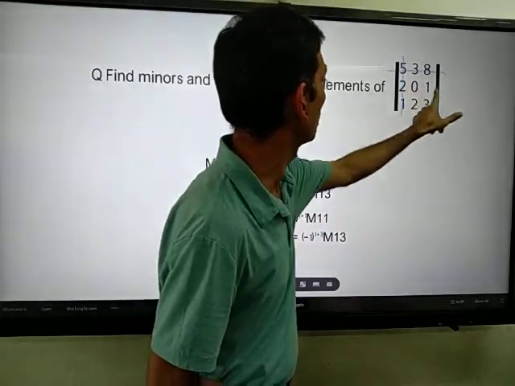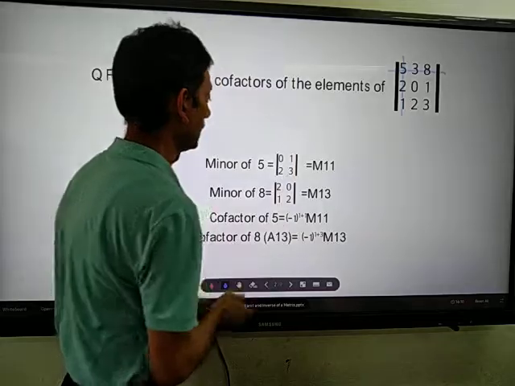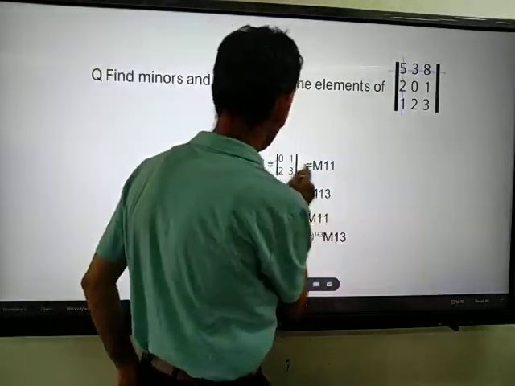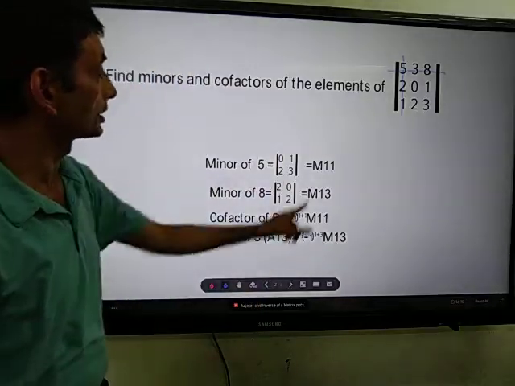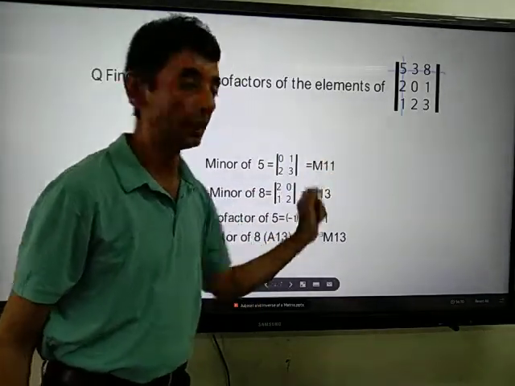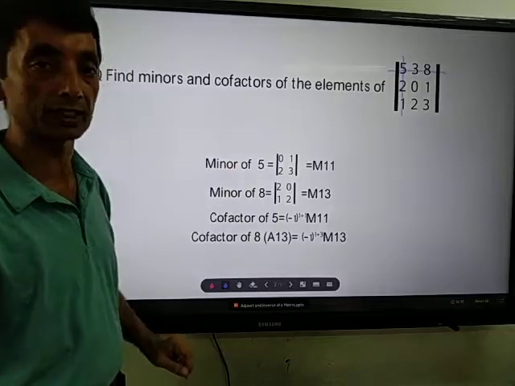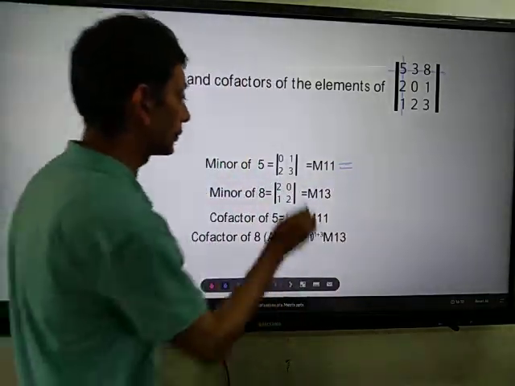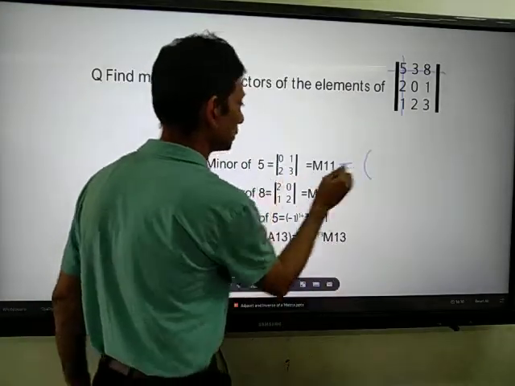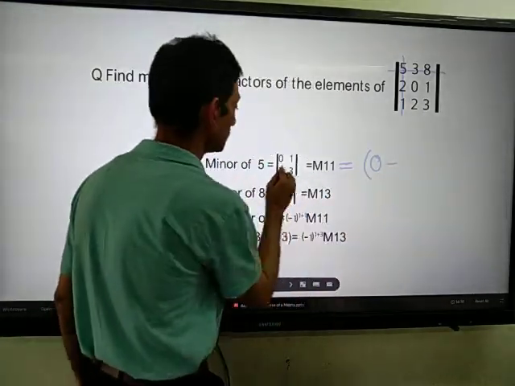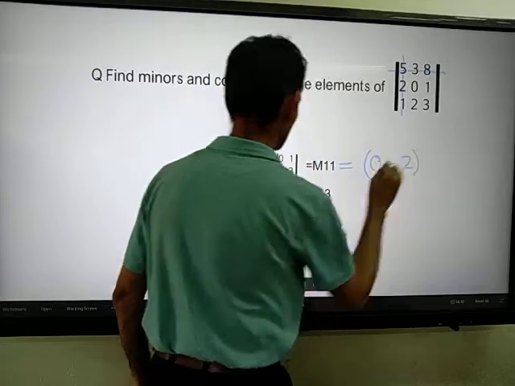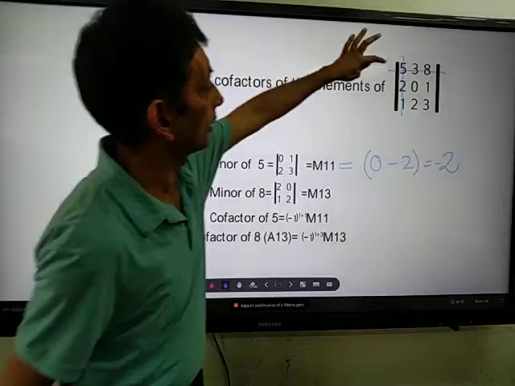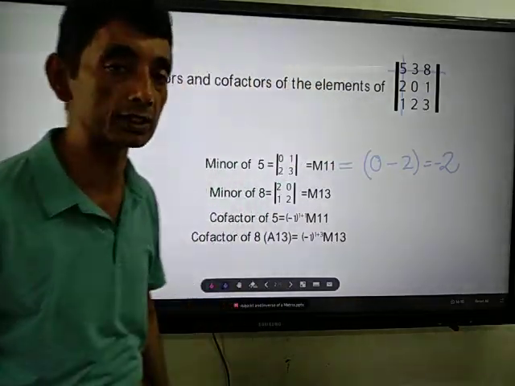And what is the determinant? 0, 1, 2, 3. Since the position of 5 is 1, 1, the minor of 5 is denoted by M11. You can evaluate this determinant. So what will be the value of this minor? It will be 3 into 0 is 0, minus 2 into 1 is 2. So this is equal to minus 2. That means the minor of 5 is minus 2.